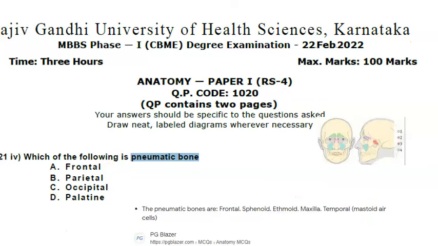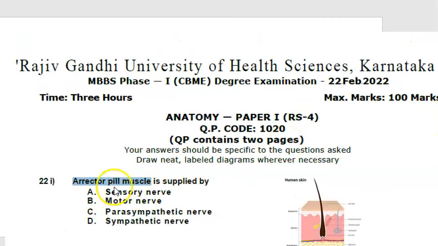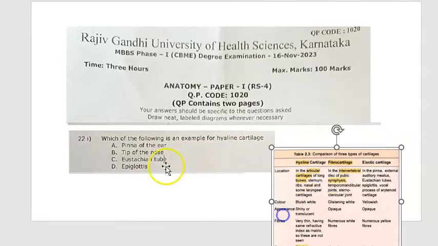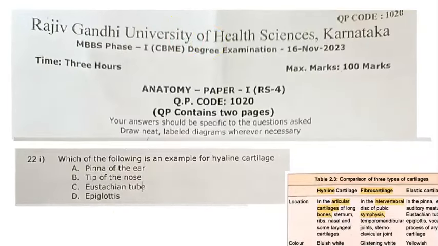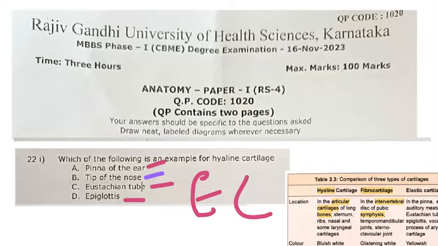Okay, next. Erector pili muscle is supplied by, the one that gives you goosebumps and your hair stands up. That is sympathetic nerve. Erector pili muscle is supplied by sympathetic nerve. This is what action? Pilomotor action of the sympathetic nerve. Okay, next question here. Which of the following is an example for hyaline cartilage? It is tip of nose. Tip of nose is hyaline cartilage. When it comes to the other options, that is pinna of ear, eustachian tube, epiglottis, all these are elastic cartilage. Hyaline is tip of nose.